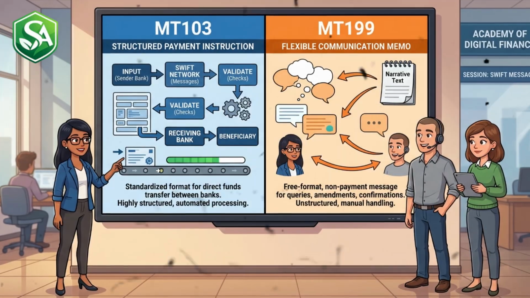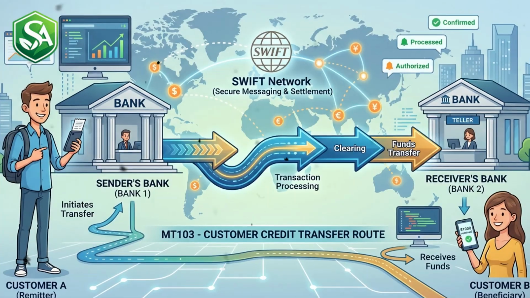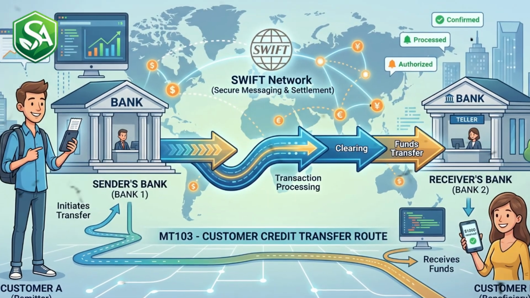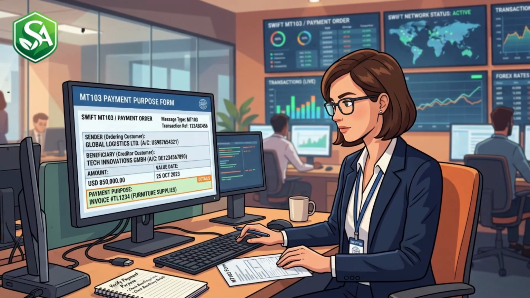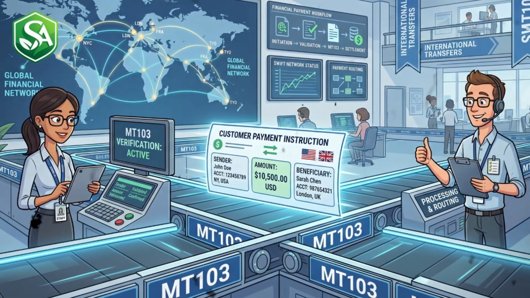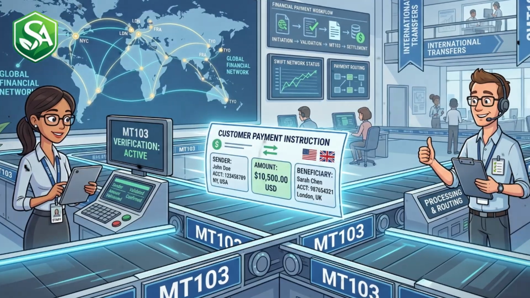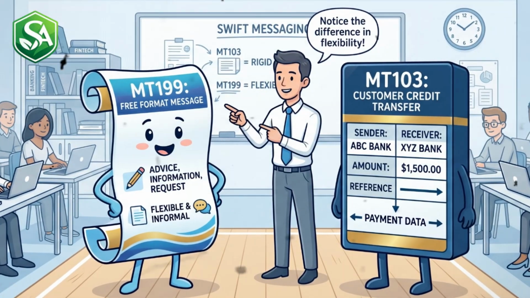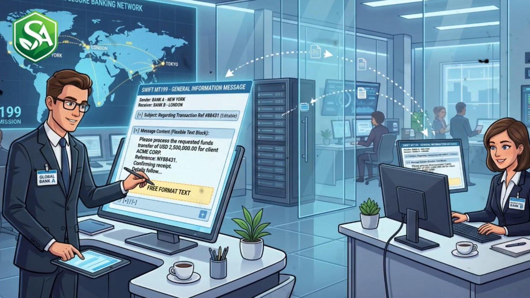Now let's compare it with MT103. MT103 is designed for customer credit transfers. It has a payment purpose. It is structured around moving a customer payment instruction. MT199 is different. MT199 is free format.